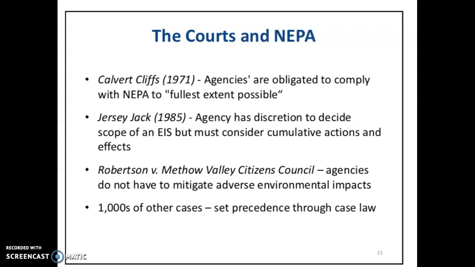The last case that we have outlined here is Robertson versus Methow Valley Citizens Council, which was a ski resort EIS and looked at the effects of different levels of analysis for a special use permit. The findings were that the agency did not have to mitigate adverse impacts as part of the EIS. So those are some landmark cases as far as the case law goes, and there are plenty of others to review, a lot of examples you'll see from your readings and from our continued work.